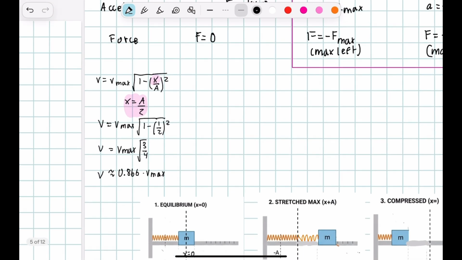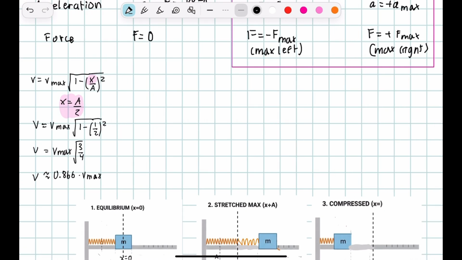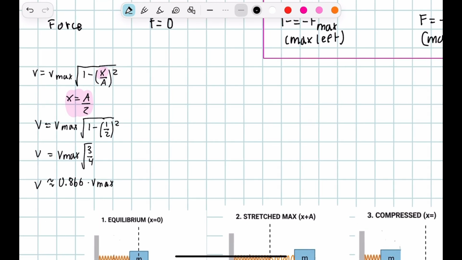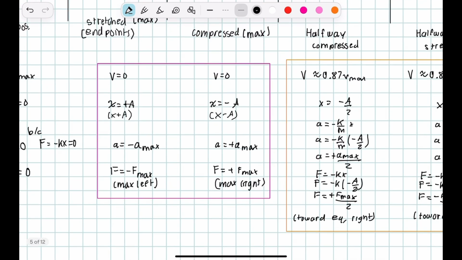And the way we get that is we have velocity is equal to v max times the square root of 1 minus (x divided by A) squared. And then we know that x is equal to A over 2. So then plugging that in, we get v max times the square root of 1 minus (1 over 2) squared. And then v is equal to v max times the square root of 3 over 4, and the square root of 3 over 4 is approximately 0.866. So that's where you get your velocity from.